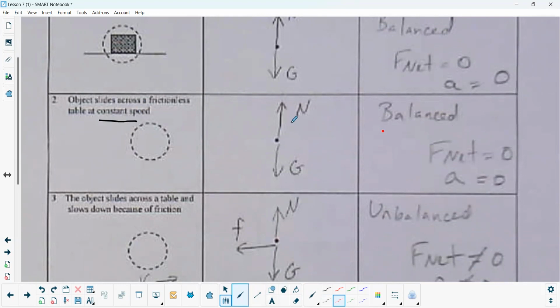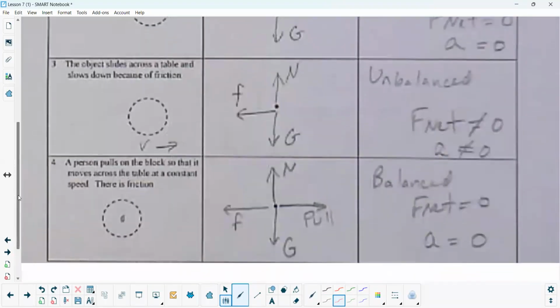So really the first situation and the second situation are the same free body diagram. So same picture here, we've got gravity going down, normal force going up. And if we were just given this picture, we would know it's balanced, we would know the acceleration is zero, but we couldn't say if it was at rest or if it was moving. All right. So now we have finally one where it is unbalanced.